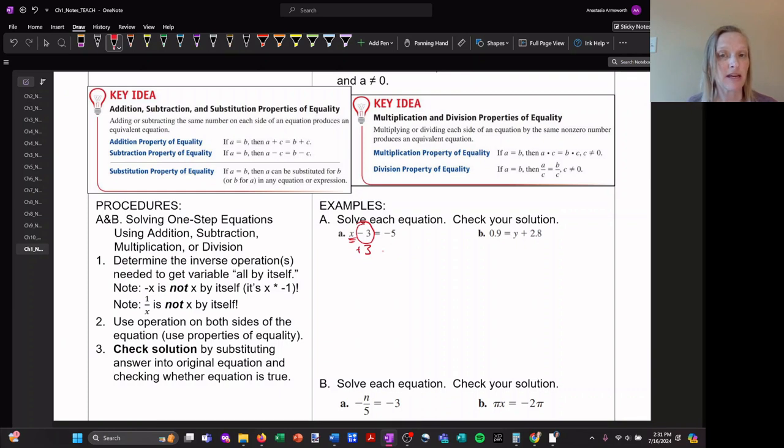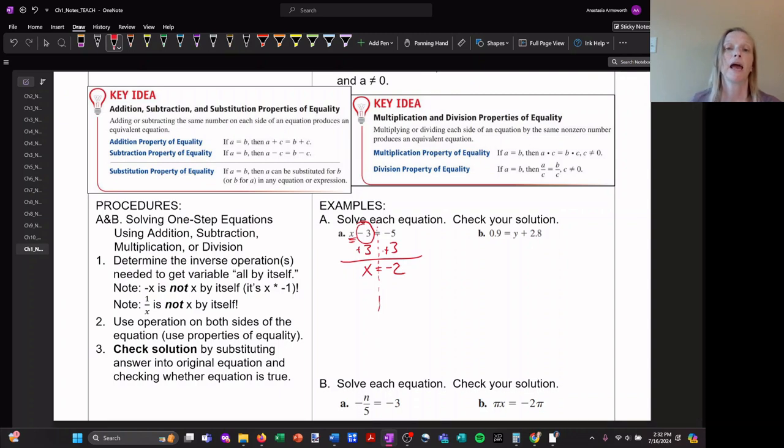In order to keep this as an equation, in order for both sides to be equal to each other, I have to continually do the same thing to both sides of the equation. So if I add 3 to the left side of the equation, I have to add 3 to the right side of the equation. Notice the equal sign is like this invisible dividing line. Left side, right side. I need to do the same thing to both sides of the equation. When I add 3 to both sides, I get that x equals negative 2. And I've solved the equation.